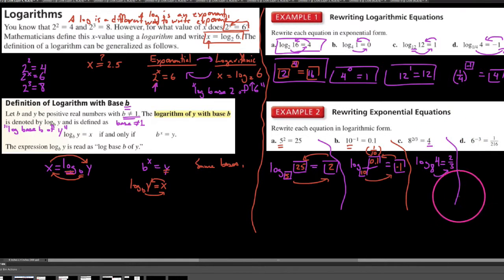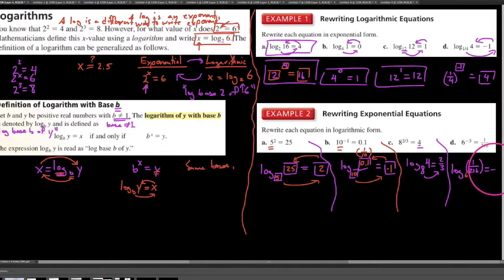And then last but not least, we'd say, well, looking at this one here, what's our base? Our log base is 6. And we said 6 taken to the power of -3 turned into 1 over 216. So 6 to the power of what equals 1 over 216? You'd have to take 6 to the power of -3 to get 1 over 216.